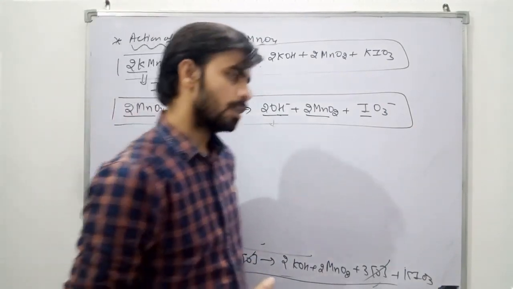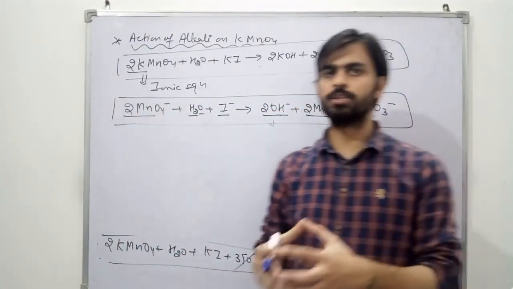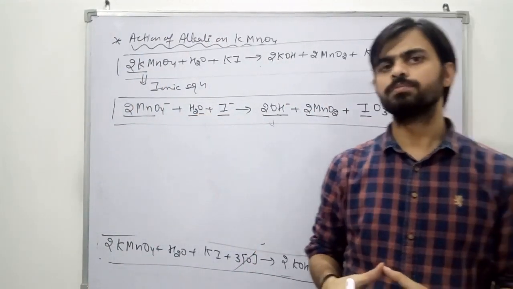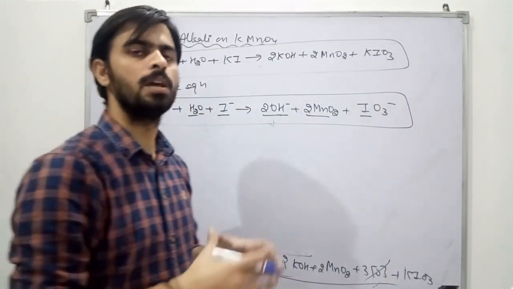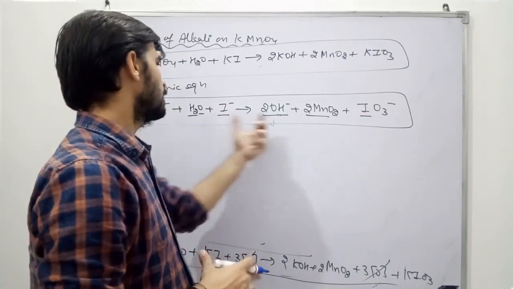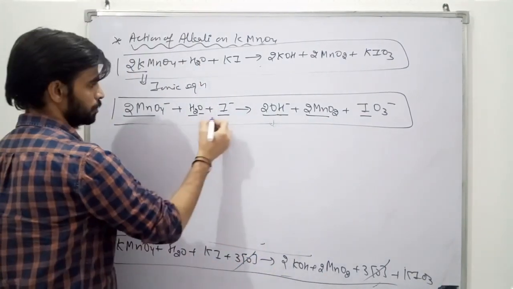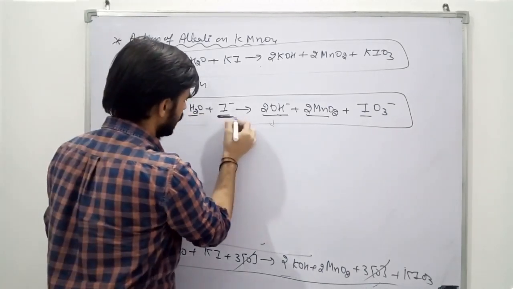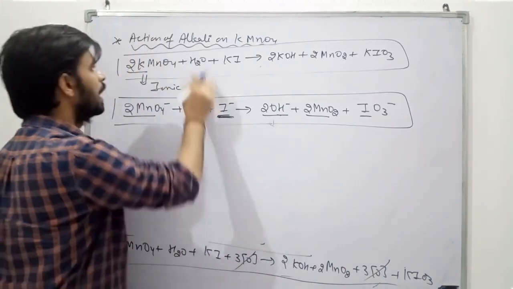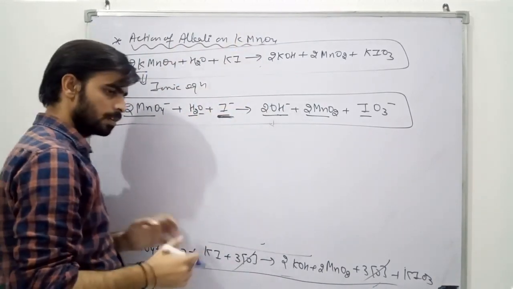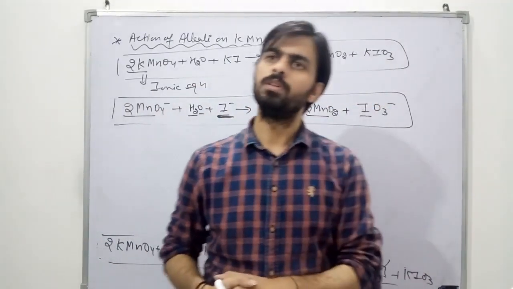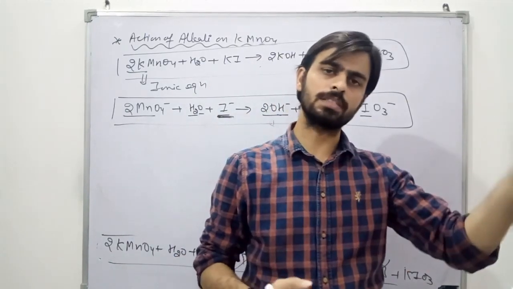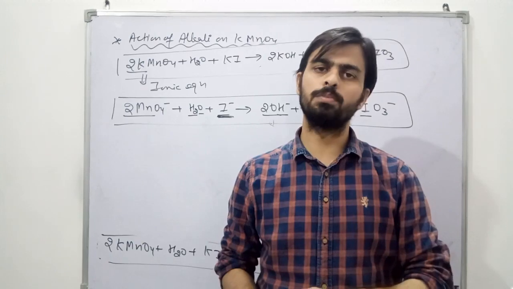So we can understand that potassium permanganate, when treated with alkali, releases 3 nascent oxygen, which are responsible for its oxidizing character and convert reactants into their higher oxidation state. So there are lots of elements which can be oxidized with the help of alkaline KMnO4.